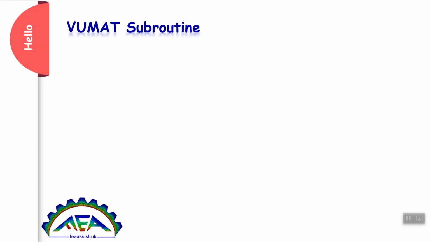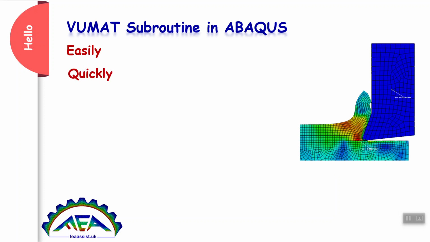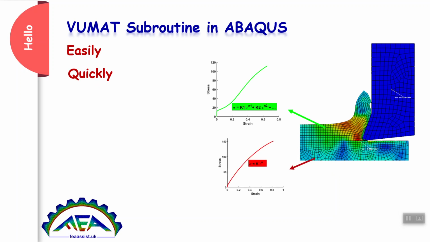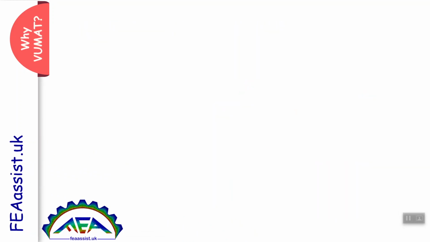Hello. You want to learn VUMAT subroutine in Abaqus easily and quickly. VUMAT is a subroutine to define a new mechanical behavior for materials. Stay with us. The first question, which is very important, is: why VUMAT? Why do we need VUMAT to solve our problem?